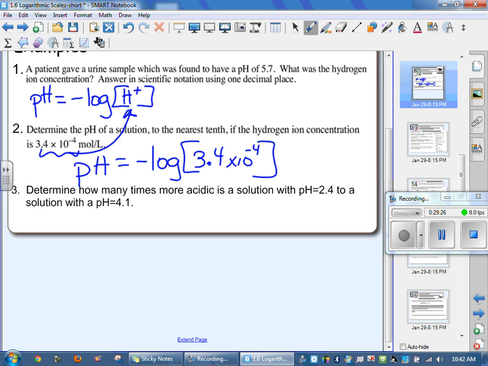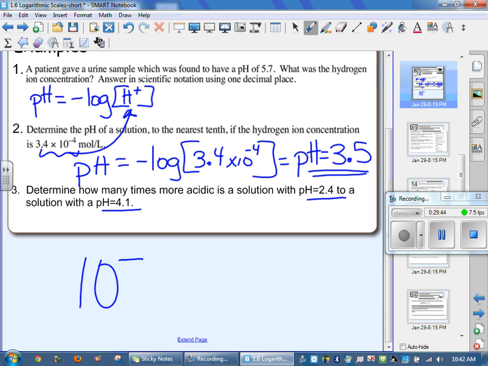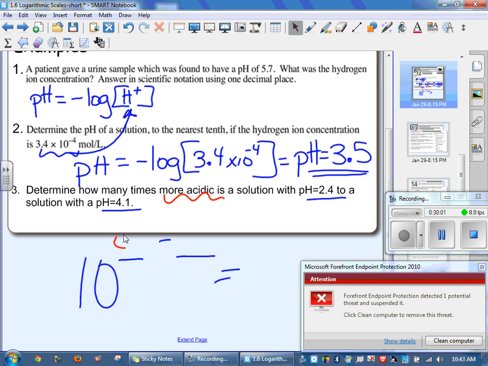Okay, last question here on pH. We're given 2 pHs, so all we're going to do is set it up as 10 exponent something subtracting something. Now I have to find out which numbers are subtracting. So I'm comparing acidity. If you're comparing acidity, you're going to take a big number, subtract your small number. So you want to find out how many more times acidic it is. So you're going to go 4.1 subtract 2.4 to get 10 exponent 1.7.